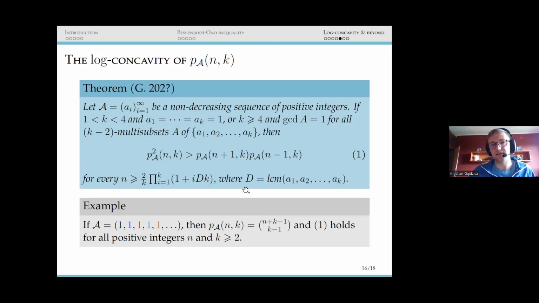Good. So that is actually everything I wanted to say about the log concavity of the restricted partition function. And now I would like to say something about generalization of this inequality.